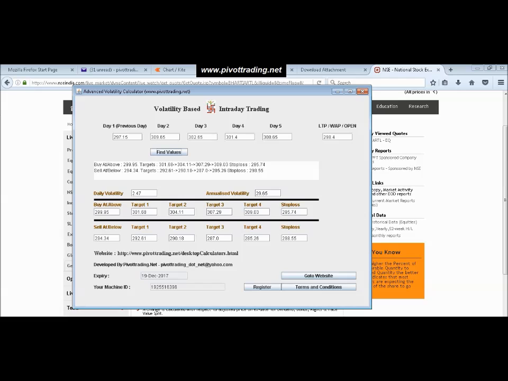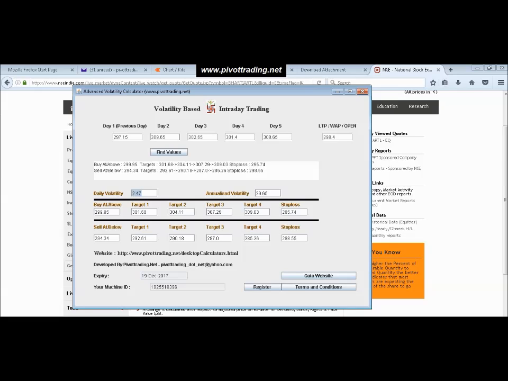Once you do find values, you will get all these particular levels. You will get what is the daily volatility, you will get what is the annualized volatility. Daily volatility is the speed at which the prices are moving. So as you can see how fast the prices are moving every day, based on that it identifies the volatility. So based on this 5 days closing prices that we have entered, it has come to a conclusion that the volatility is 2.47. So this basically tells you the daily volatility based on the prices which is mentioned in the last 5 days.